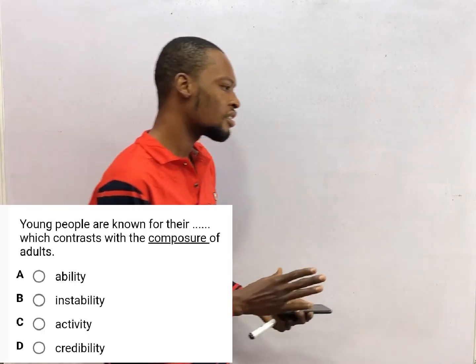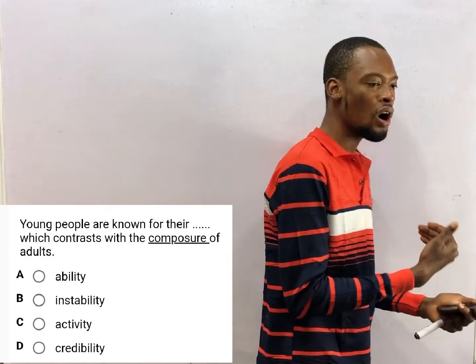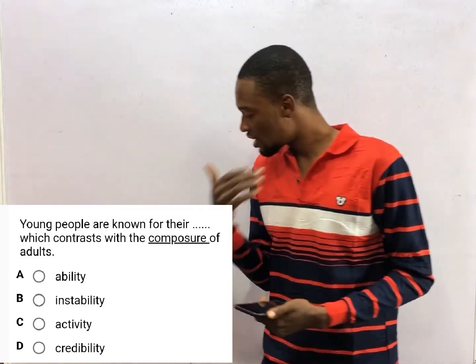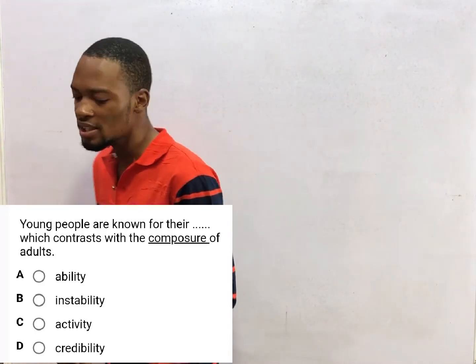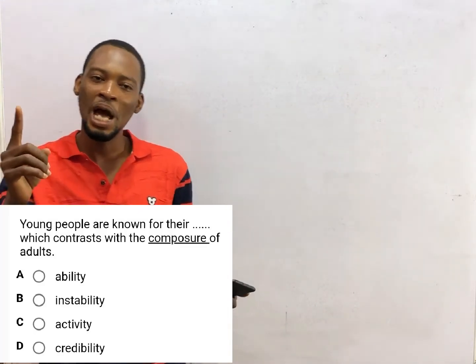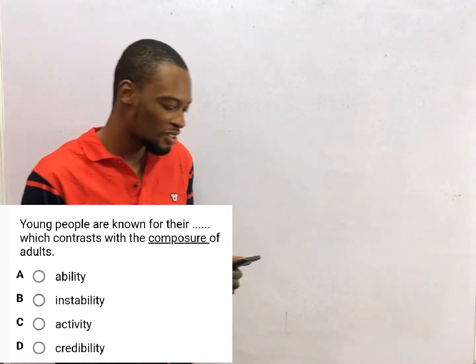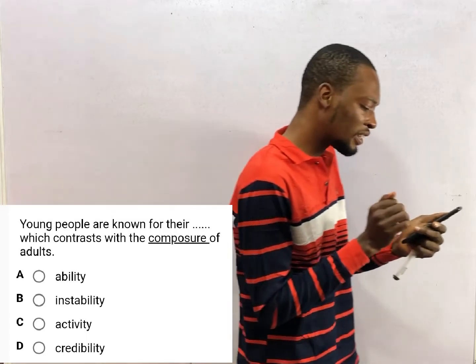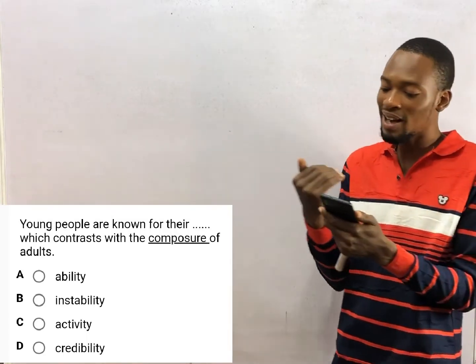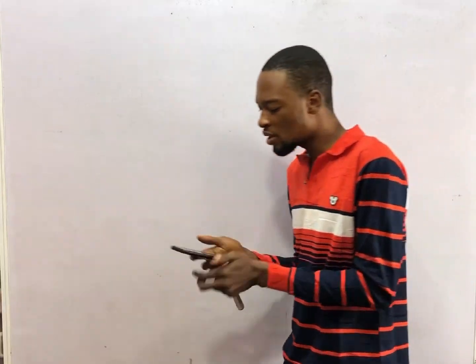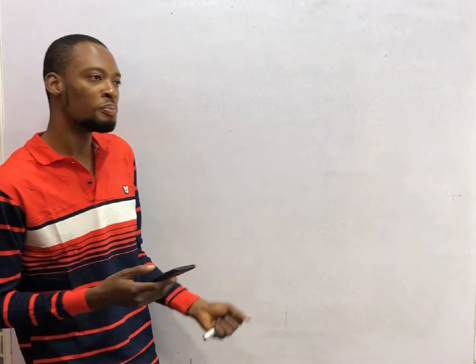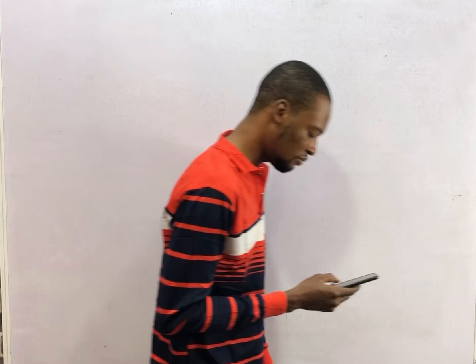This is why wise men will say that what an elder sees while sitting down, a child will not see it, even if he or she climbs the highest or tallest mountain. So, young people are known for their instability, which contrasts with the composure of adults, making option B the correct option.